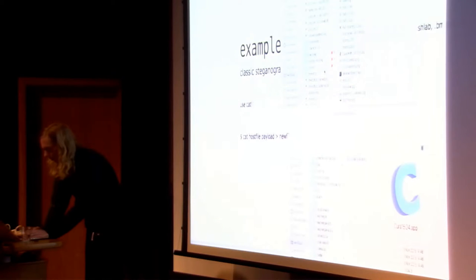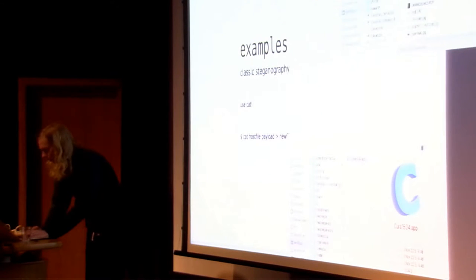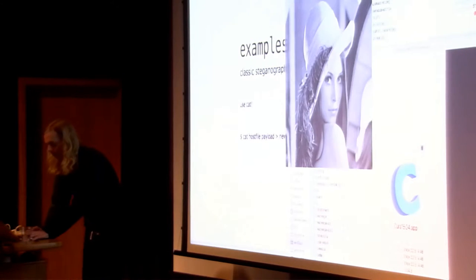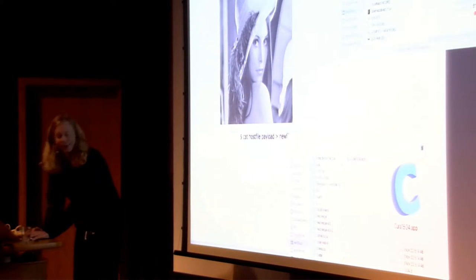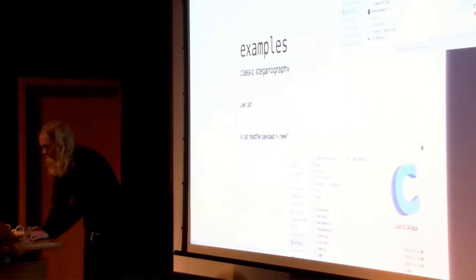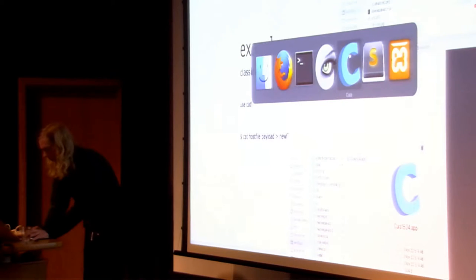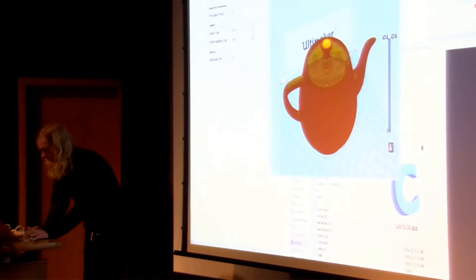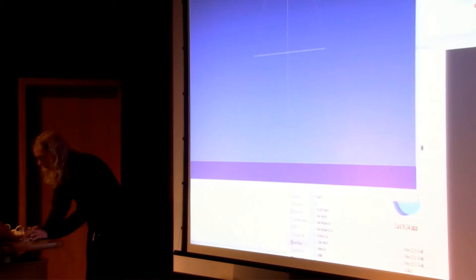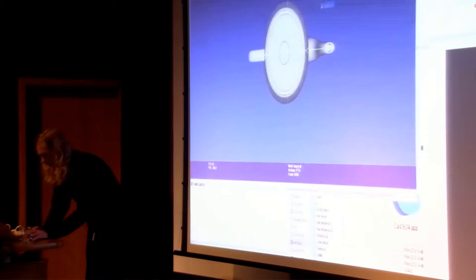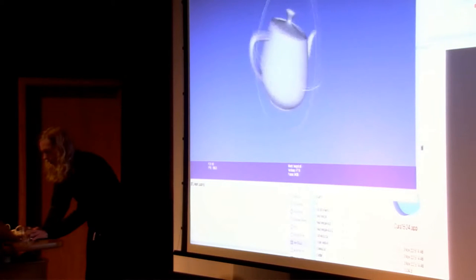So the basic idea is you have, for example, an image, like Lena. And I have a 3D model. I can also show you. It's a teapot. Actually, let me show it for real. Okay. So this is the 3D model.